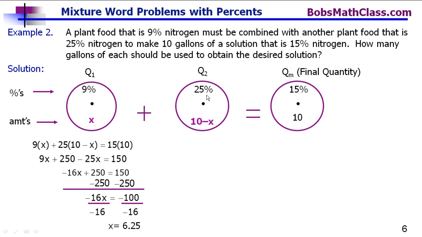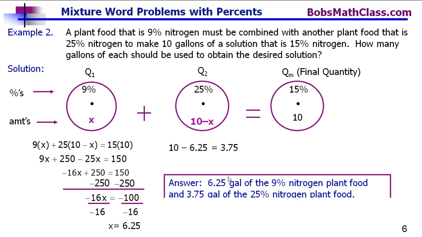And then what about this one, the 25%? Well, it's 10 minus x. X is 6.25. So 10 minus 6.25 is 3.75. If you wrote these with mixed numbers, that would be fine too. This would be 6 1/4, 3 3/4. That's fine. So now we can answer our question. 6.25 gallons of the 9% nitrogen plant food and 3.75 gallons of the 25% nitrogen plant food. Okay, we'll go on to the next example.